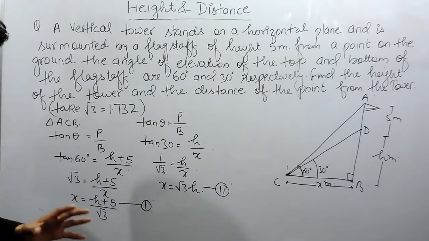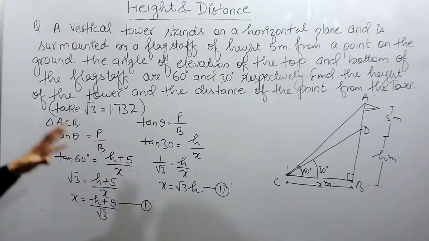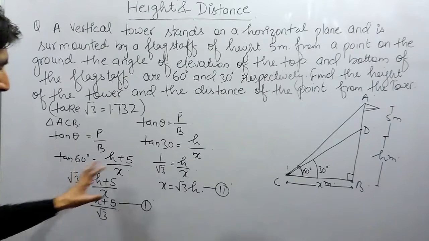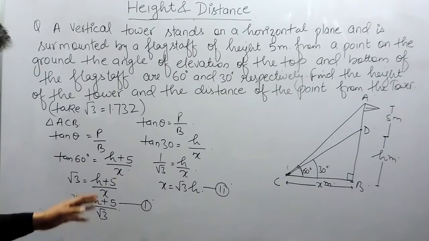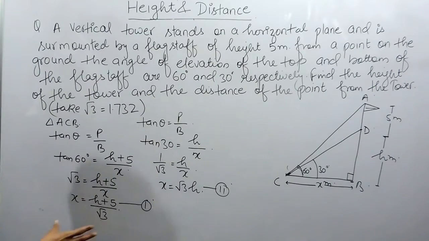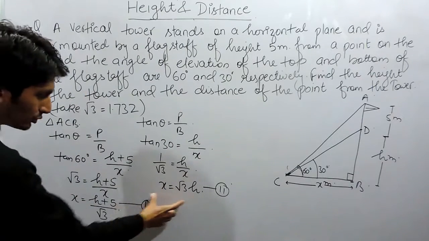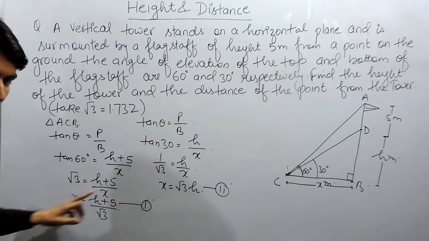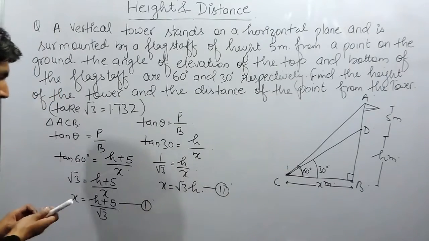Now I have already discussed that the funda will remain the same. Two triangles will be formed, and in both the triangles you have to apply the ratio for tan theta, and you will get two equations, and then you have to substitute the value of one equation into the next equation. Now we have these two equations, and if I compare them, the left hand side is equal in both equations. So if the left hand sides are equal, obviously the right hand sides must also be equal.